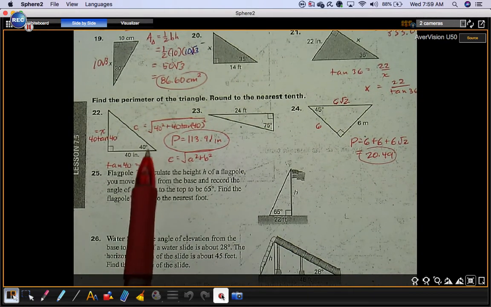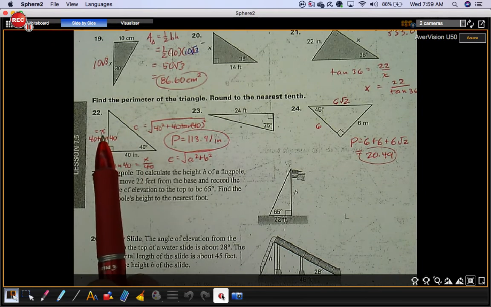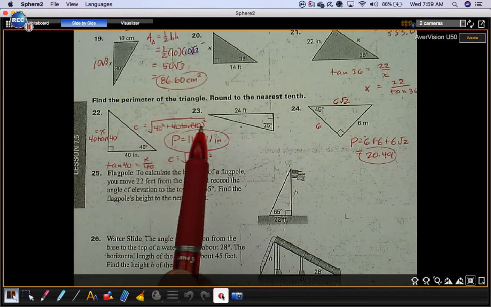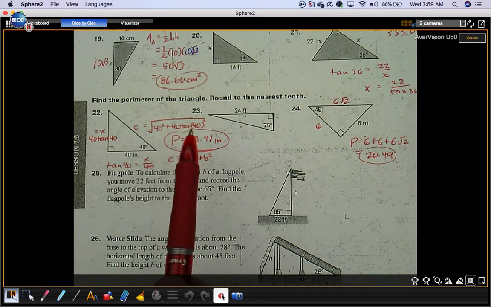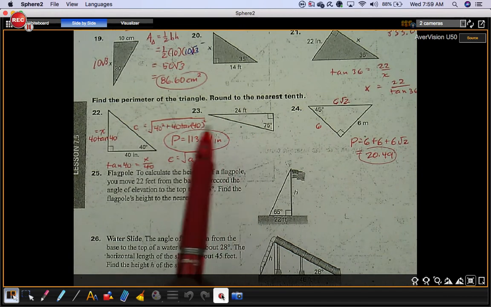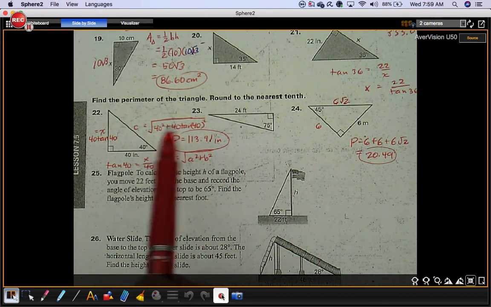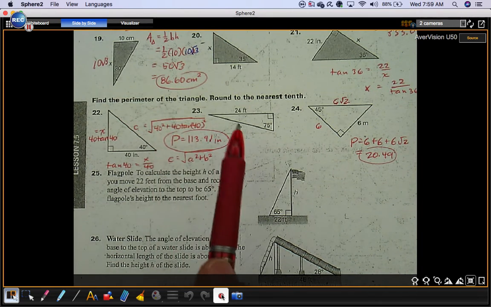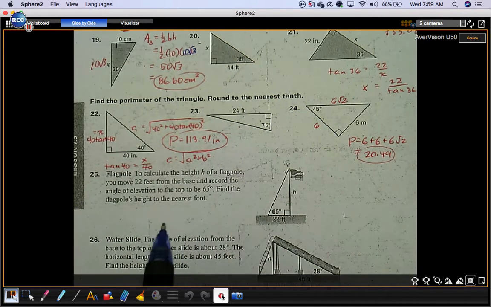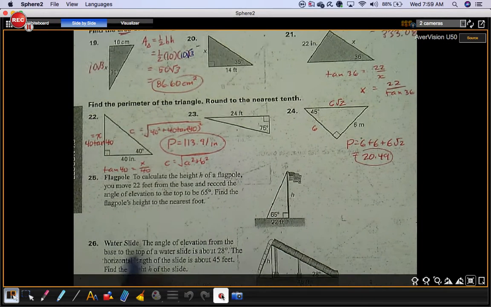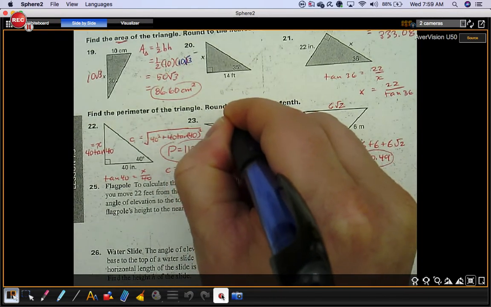Okay, so when the unknown leg was the opposite, it made this 40 tan 40. If your unknown leg is the adjacent, then you're going to have to divide here. You would have to do 24 divided by tangent 75 and then square that and add it with 24 squared, then take the square root. That's a nightmare to type into your calculator. So here's how I'm going to get around that issue. If this is a 75-degree angle, remember that little trick I showed you in the lesson? This is a 15-degree angle.